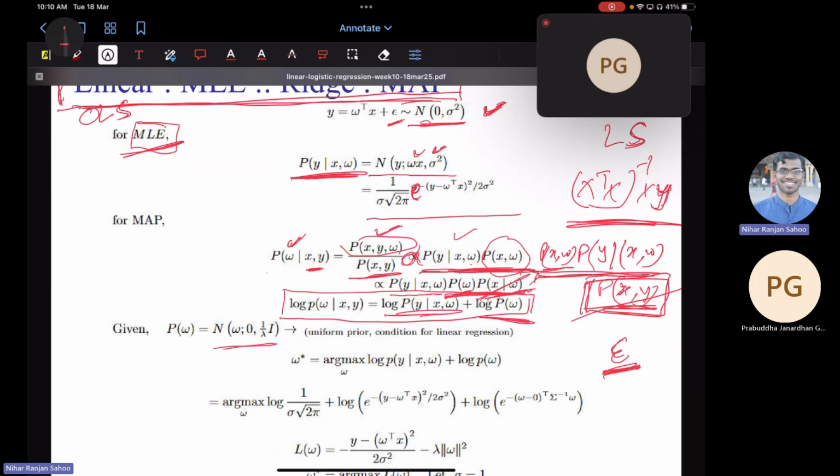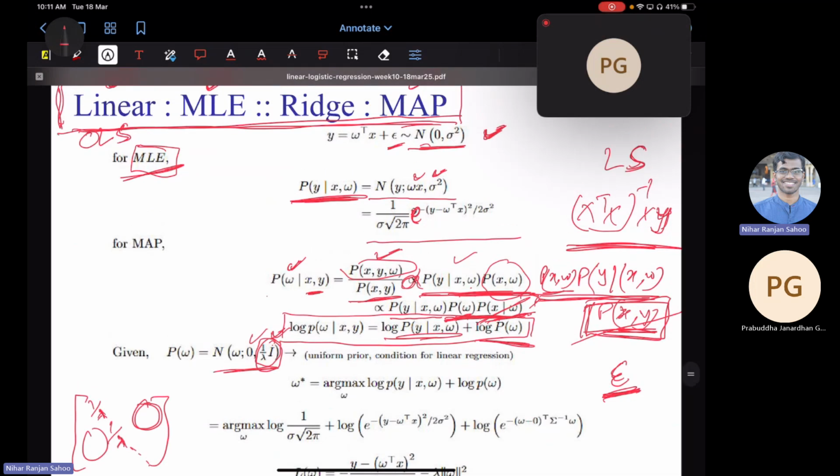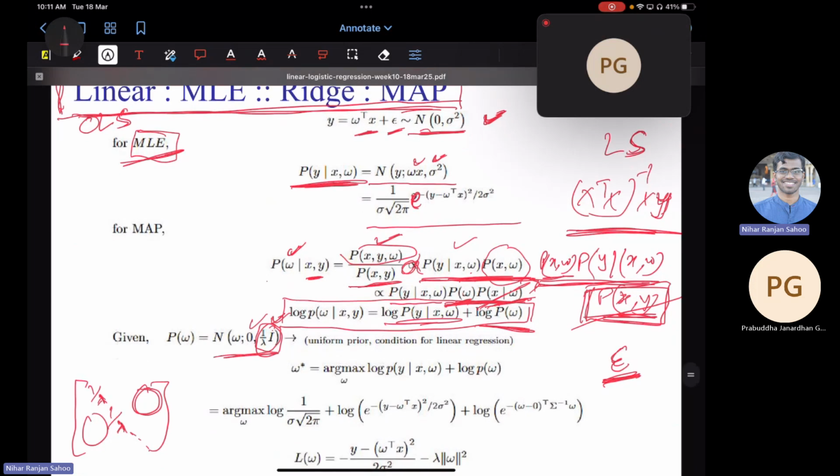So if it is uniform for all data points, let's write the probability of w by this formulation: normal of zero mean and 1 by lambda I. Why am I able to write 1 by lambda I? This is something you have to understand. This is constant for all data points, 1 by lambda for all data points, and everywhere else it is zero. So what is this lambda term? This lambda term has some significance with the eigenvalues of the input data matrix. This is beyond the discussion of our course, so I'm ignoring this.